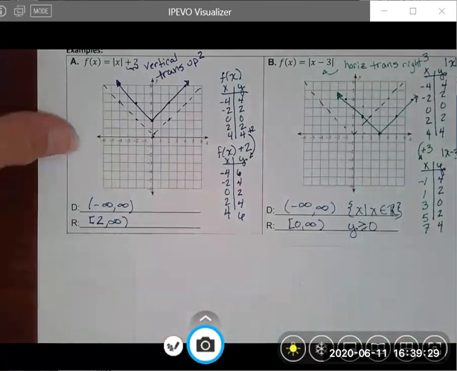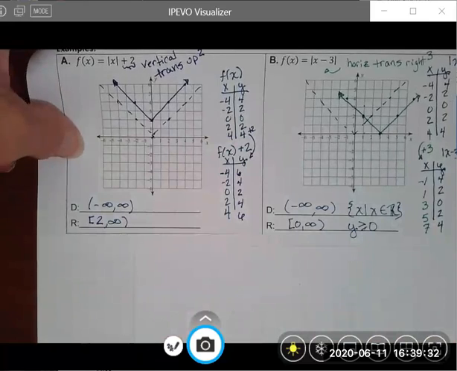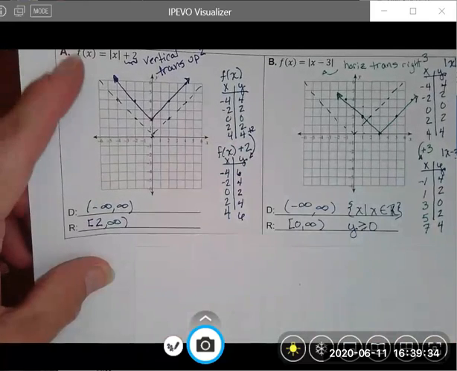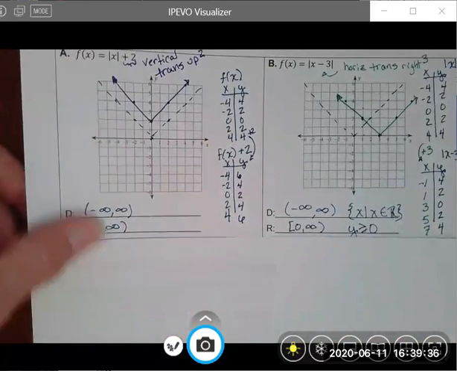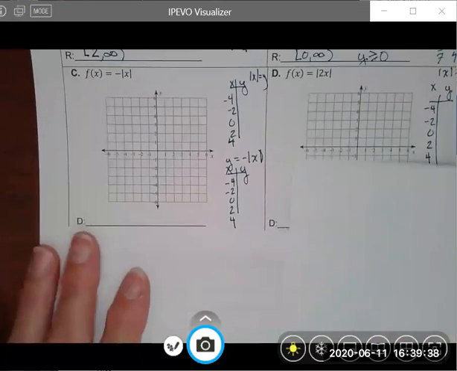Okay, so those were just translations, up or down, left or right. I'm going to grab hold of this paper any moment now. Let's look at another one and see what this looks like.